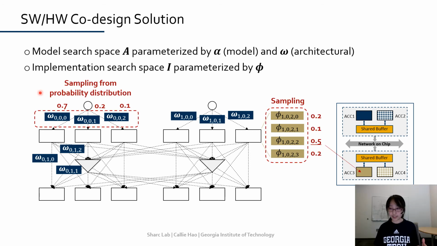Based on this formulation, to solve the problem, what we need to do is to optimize the probability distribution of these probability variables by sampling and evaluating the possible architectures and mappings during the search. This is because finally these variables will decide the final model architecture and the mapping strategy. We'll just pick the blocks and the paths and the mapping that has the largest probability.